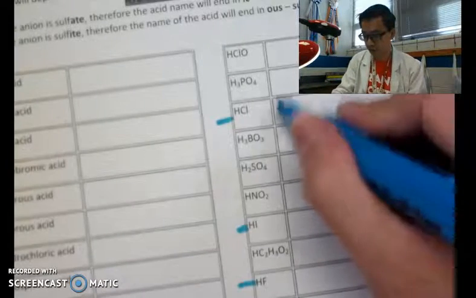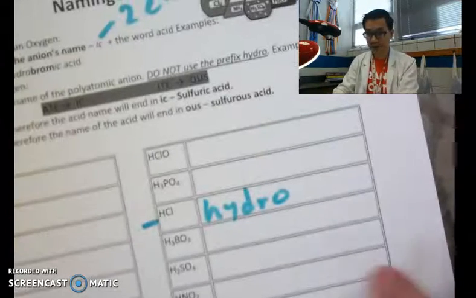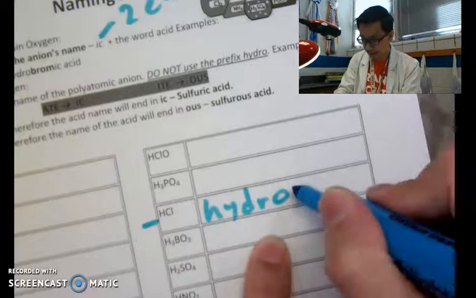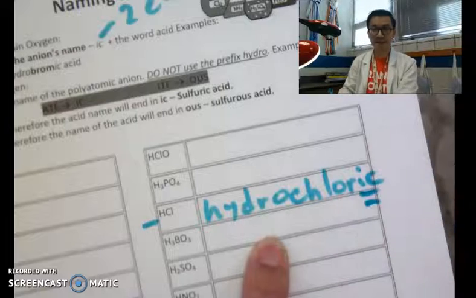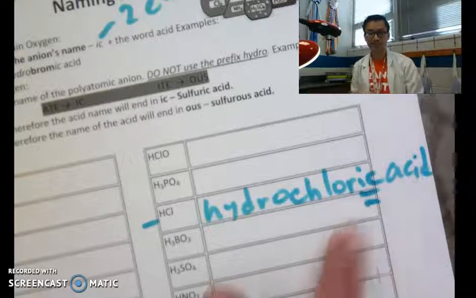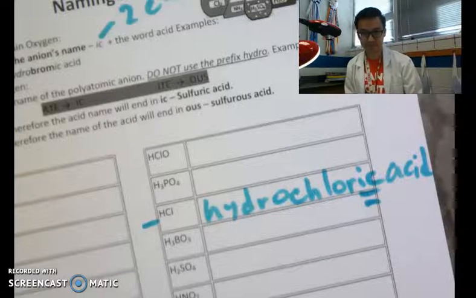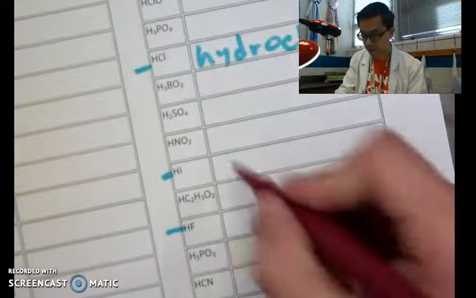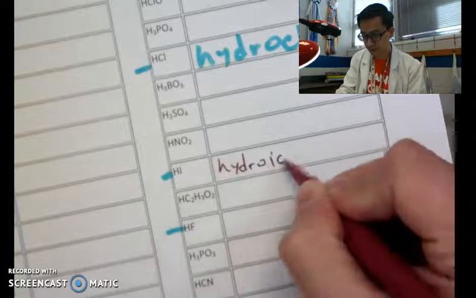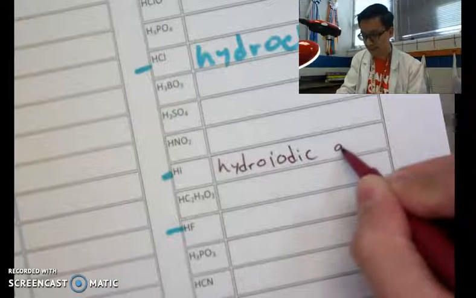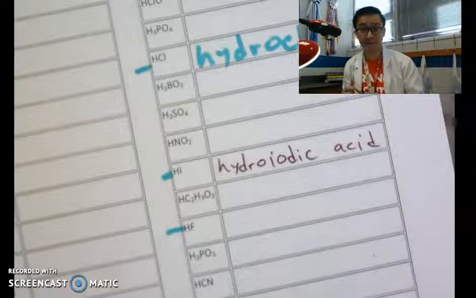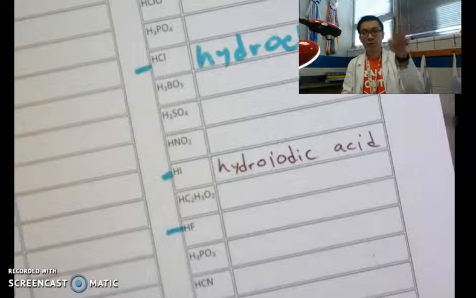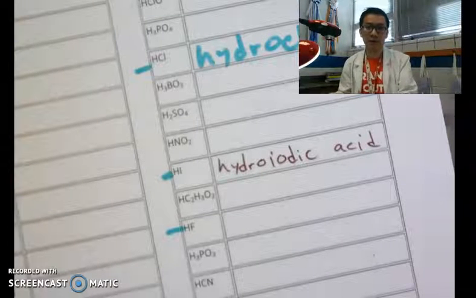So you name it hydro. With hydro for two elements, again, two elements start with hydro. And then chlorine becomes chloric. Change the ending to ic and throw on the word acid. Okay, hydrochloric acid. And so HI down here, what would you name that? Hydro, iodine, iodic acid. You guys can read this in a couple of interesting ways, but I pronounce it as hydroiodic acid. Okay, so two elements, hydro, and then change the ending to ic and throw on the word acid.